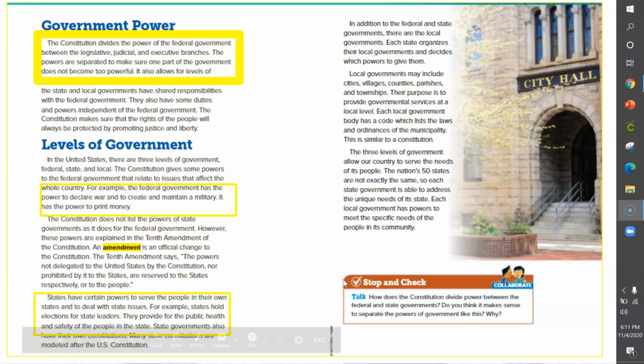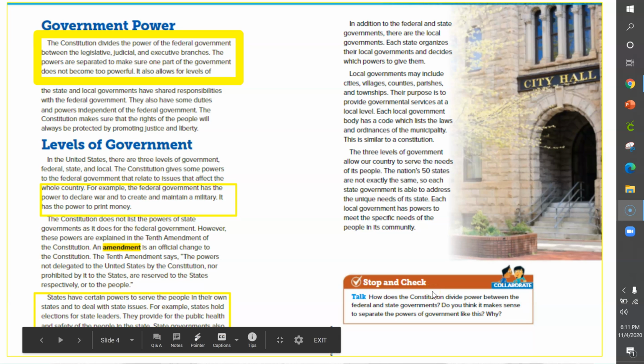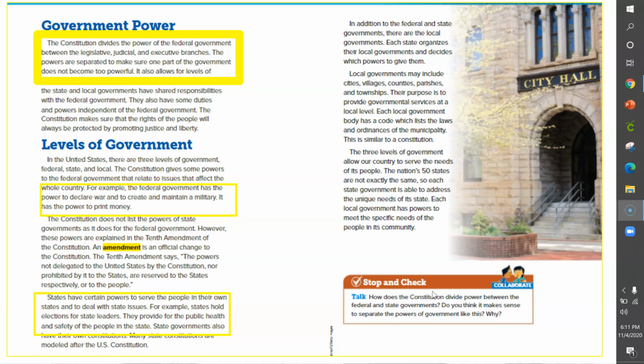Let's take a look at our stop and check question. How does the Constitution divide power between the federal and state governments? Do you think it makes sense to separate the government powers like this? Why or why not? Pause here to think about this.